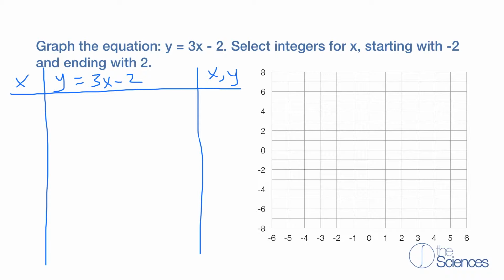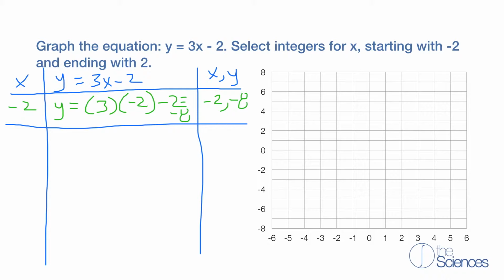So when x is -2, we have y equals 3 times x, which is -2, minus 2. So 3 times -2 is -6, minus 2 is -8. So we have a plot of -2, -8.